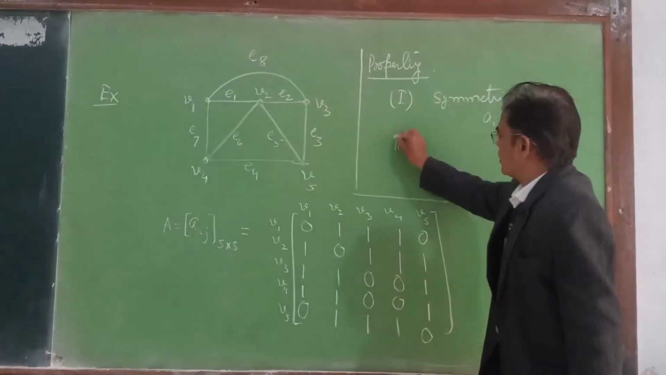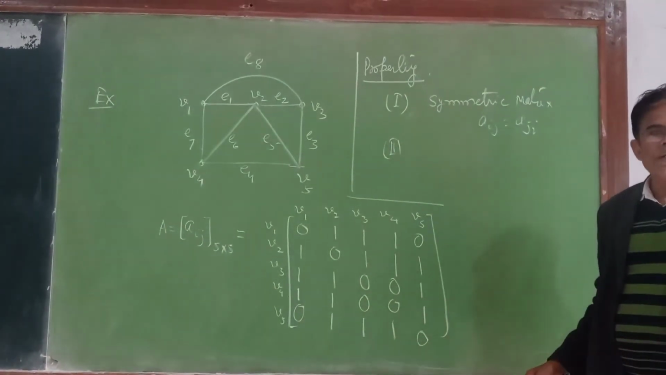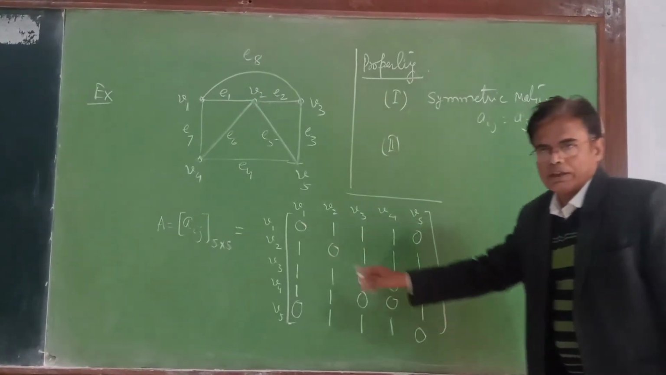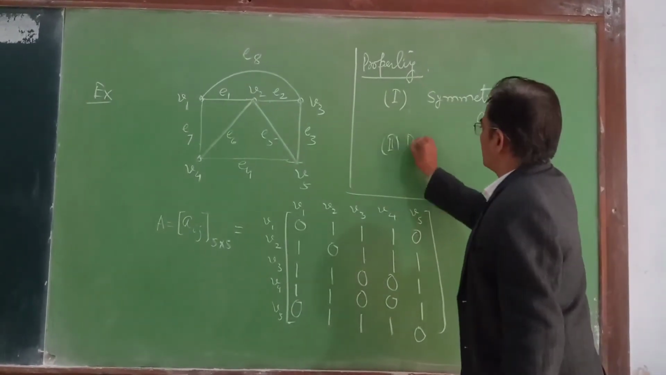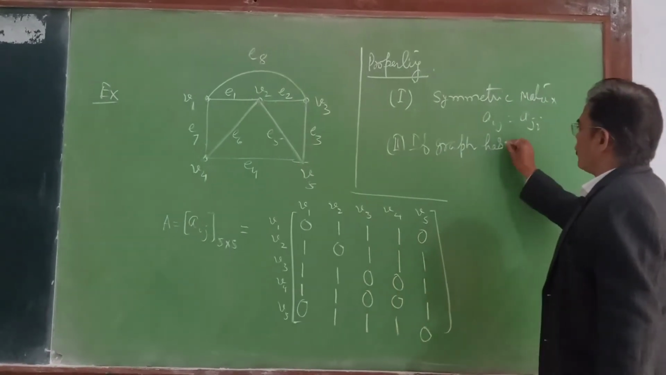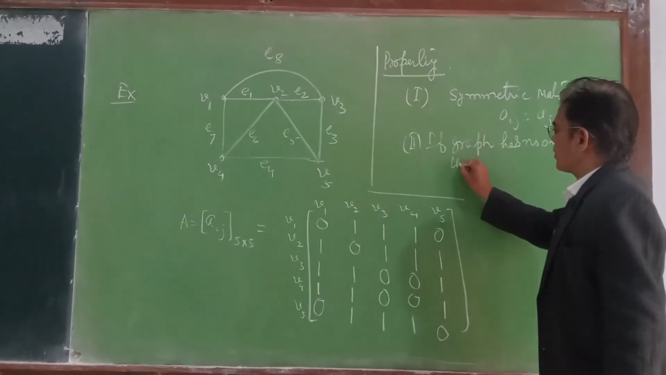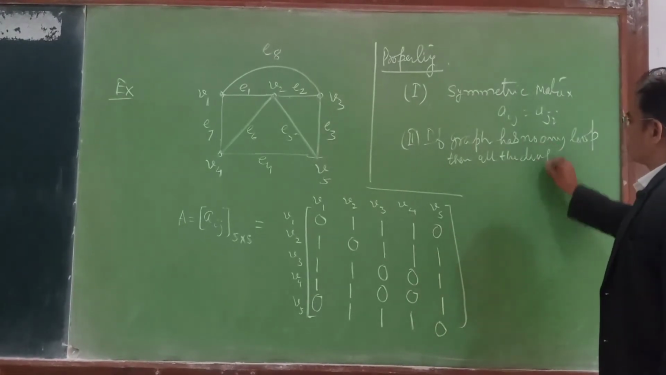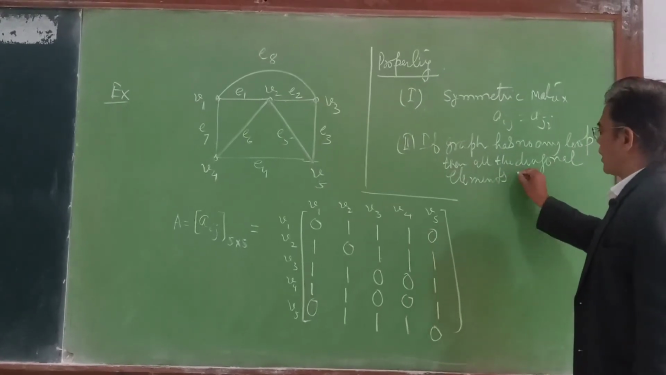The second property is that if the graph has no loop, then all the diagonal elements are 0. Here all the diagonal elements are 0. So the second property is that if the graph has no loop, then all the diagonal elements are 0.